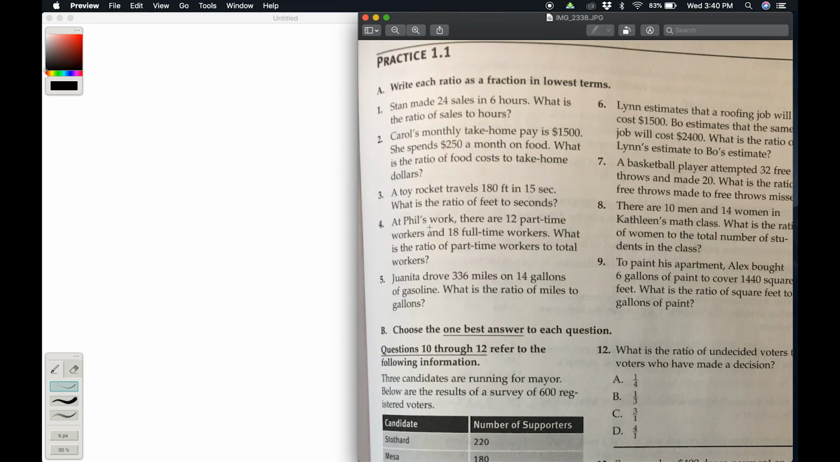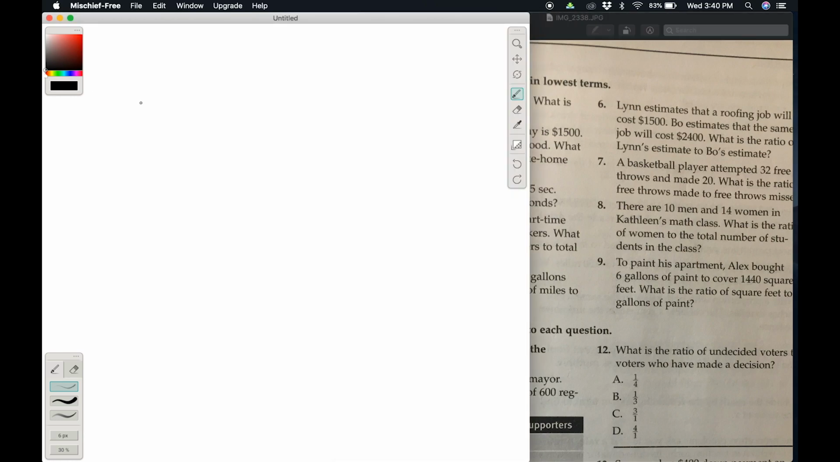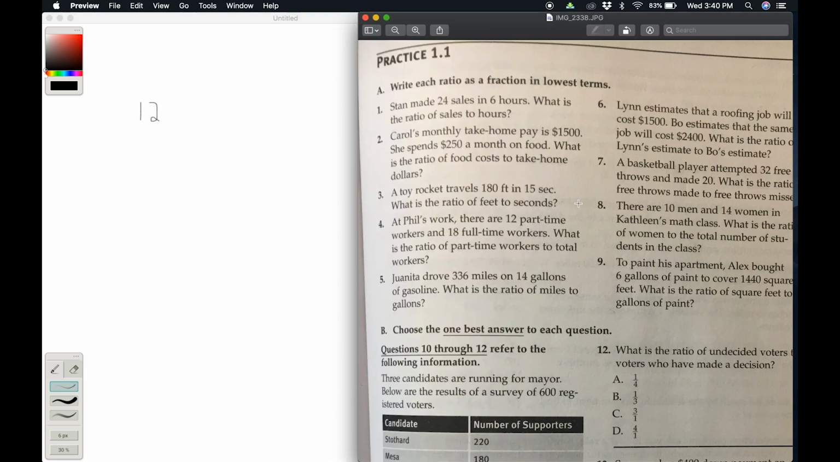Okay, at Phil's work, there are 12 part-time workers and 18 full-time workers. What is the ratio of part-time workers to total workers? Okay, so part-time workers, there's 12. It's asking us the ratio part-time workers to total workers.